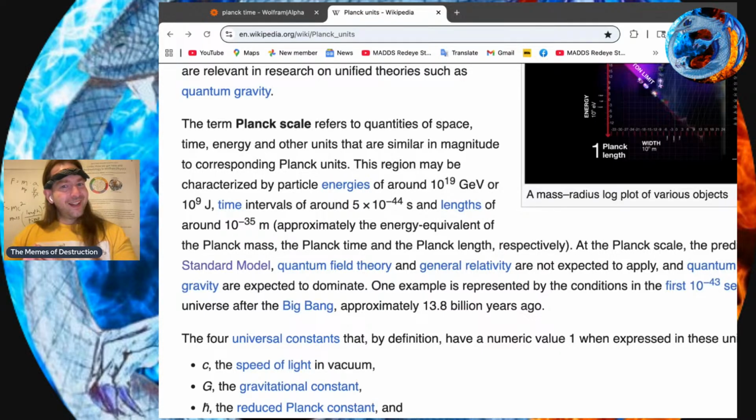Okay. So basically, these are equivalent ones within the system. Now, I may have a little bit of an issue when they say similar in magnitude to corresponding Planck units. It depends upon the dimensionality. Because again, you have the speed of light, about 3 times 10^8 meters per second. But Planck time and length are 10^-35 and 10^-44.